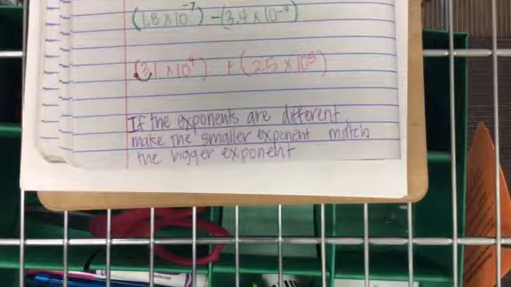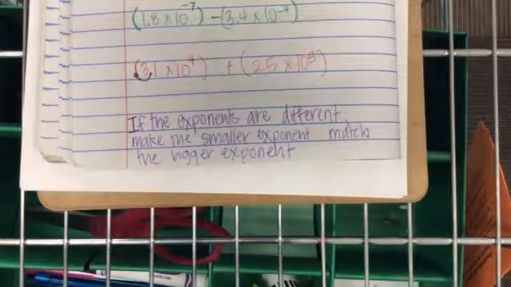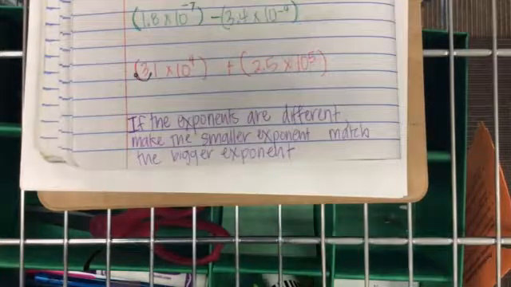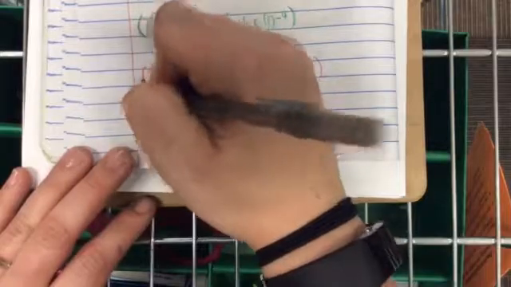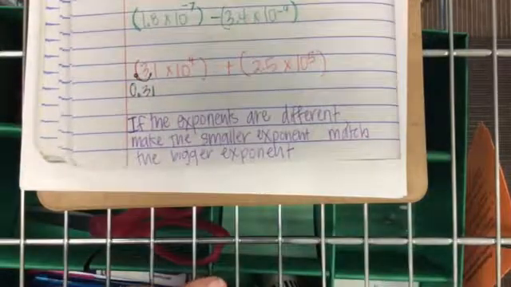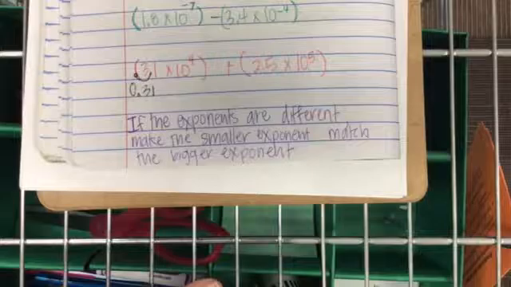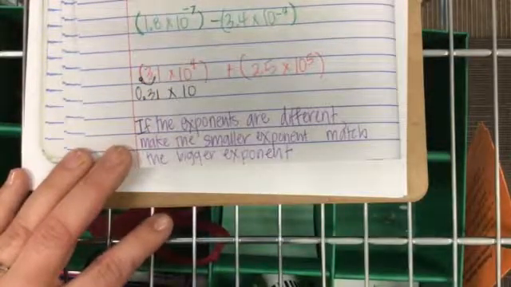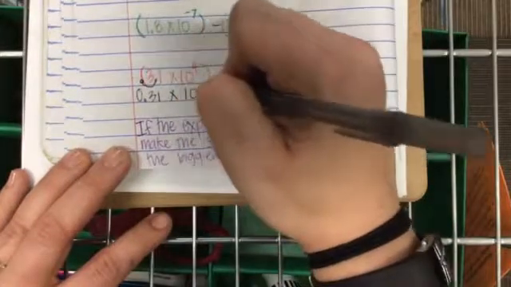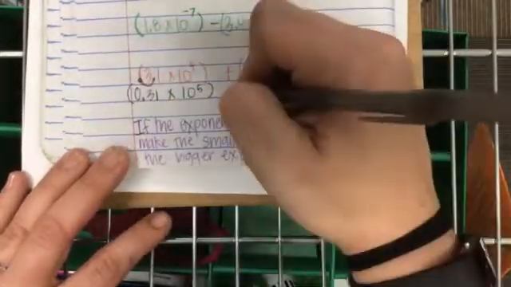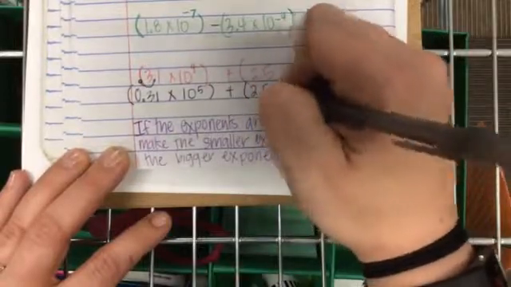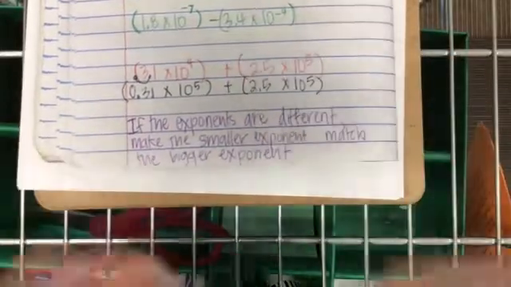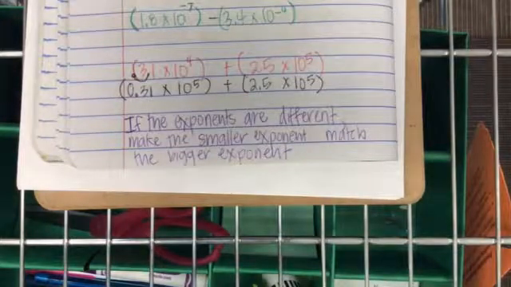So what does my first scientific notation look like now? It's not 3.1 anymore. What is it? 0.31, right? Times 10 to the 5th plus 2.5 times 10 to the 5th. Do they match? Yeah, they match.